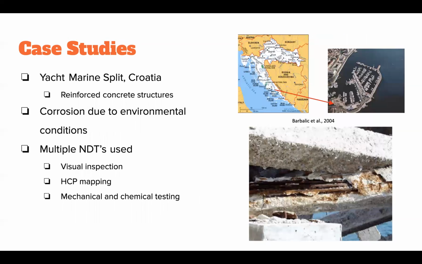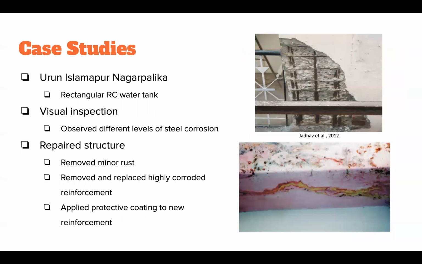Next case study, we have the Act Marine Split, which is a reinforced concrete structure located in Croatia, that experienced corrosion due to aggressive marine environment exposure for 30 years. Multiple NDTs were performed, such as visible inspection, ACP mapping, mechanical and chemical testing, that indicated the only available solution was to construct a new marine with a corrosion protection applied to prevent the reinforced rebar rusting due to the severe environment.